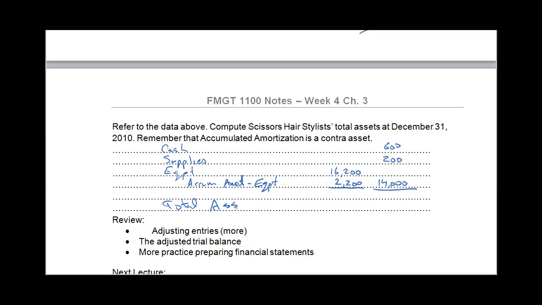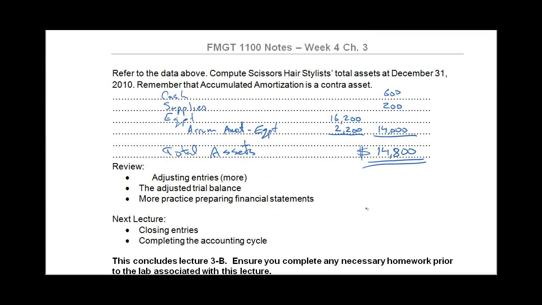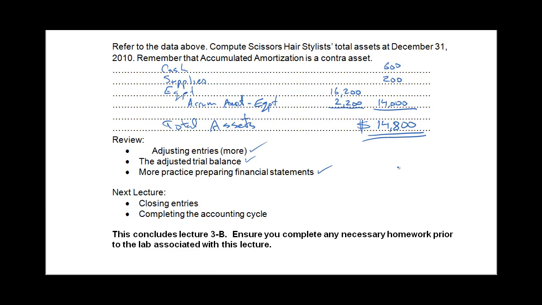and therefore total assets of $14,800. Okay, so in this lecture we have looked at adjusting entries, the final three, so you now know all five. We have prepared the adjusted trial balance, and from that we have prepared financial statements. So in Chapter 4 we're going to look at something called closing entries, and we're going to finish off the accounting cycle. All right? But make sure you do all the associated homework with Lecture 3B, and this concludes the lecture.